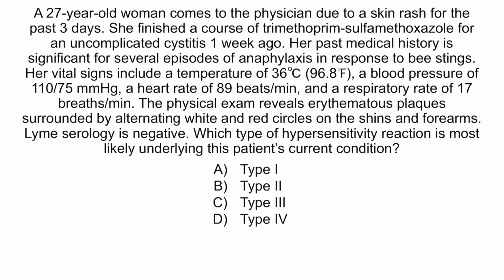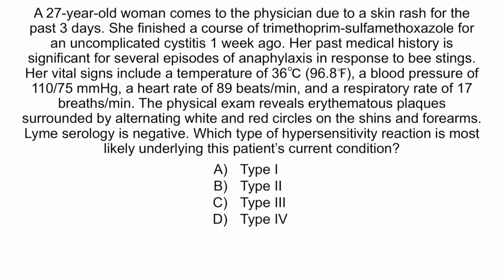A 27-year-old woman comes to the physician due to a skin rash for the past 3 days. She finished a course of trimethoprim sulfamethoxazole for uncomplicated cystitis 1 week ago. Her past medical history is significant for several episodes of anaphylaxis in response to bee stings. Her vital signs include a temperature of 36 degrees Celsius, blood pressure of 110/75, heart rate of 89, and respiratory rate of 17. Physical exam reveals erythematous plaques surrounded by alternating white and red circles on the shins and forearms.